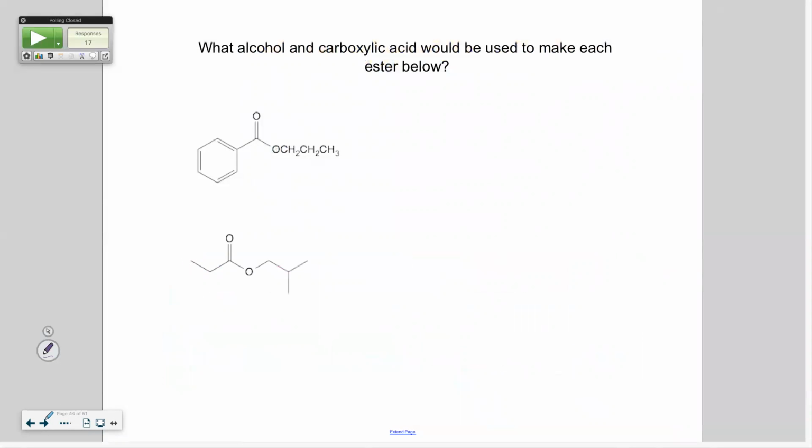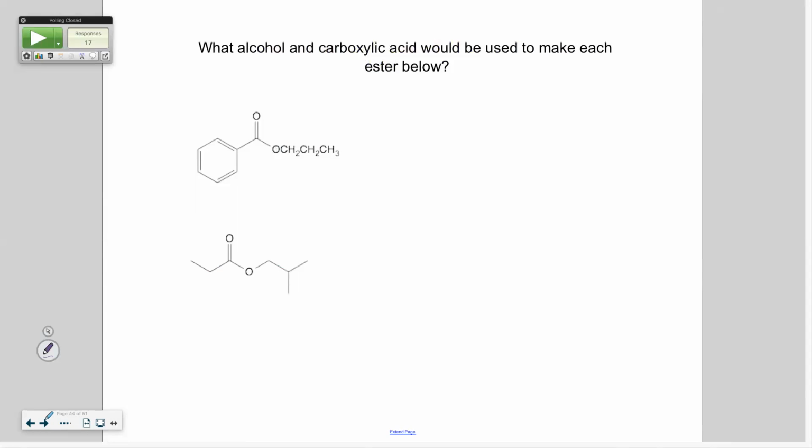What alcohol and carboxylic acid would be used to make each of the following esters? I got two. Do you have this page? Did I skip a page? We're going to do the mechanism, so I'm not quite sure where I put it. If there isn't a space, we will add a space. Okay. All right. So you look at this ester, and you're going to synthesize it using the Fischer esterification. So you need to have an alcohol and a carboxylic acid.